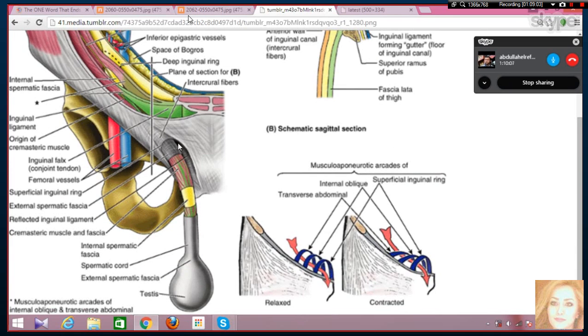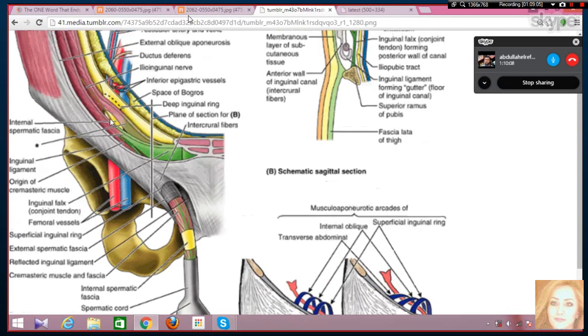Between these two, there is a canal. It's called the inguinal canal. And the canal goes from superiorly, laterally, and deep into inferiorly, medially, and superficial. Clear?